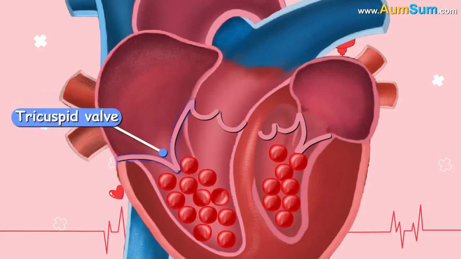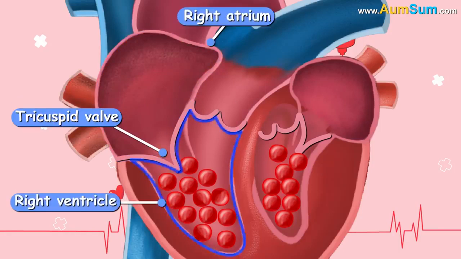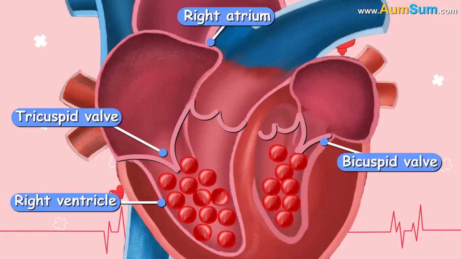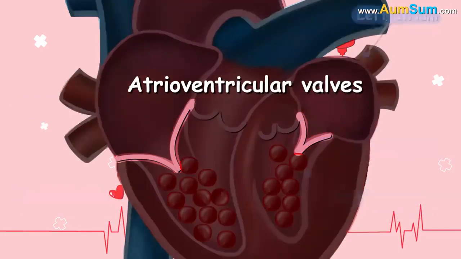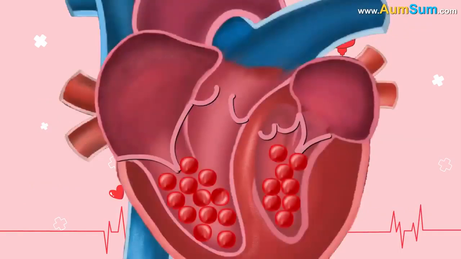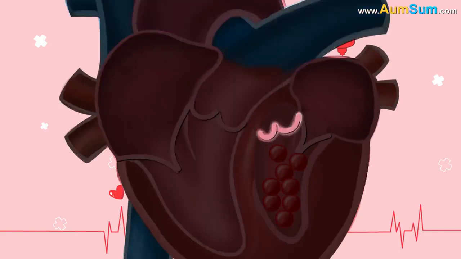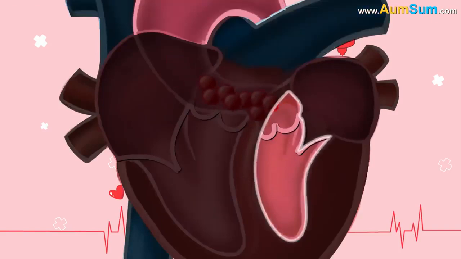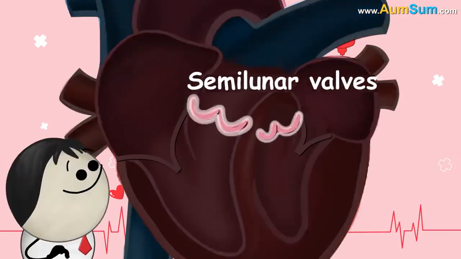The tricuspid valve guards the opening between right atrium and right ventricle, while the bicuspid valve guards the opening between left atrium and left ventricle. Together, they are called atrioventricular valves. Pulmonary valve guards the opening between the right ventricle and the pulmonary artery, while aortic valve guards the opening between left ventricle and aorta. Together, they are called semilunar valves.